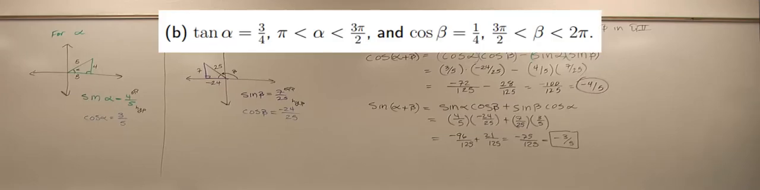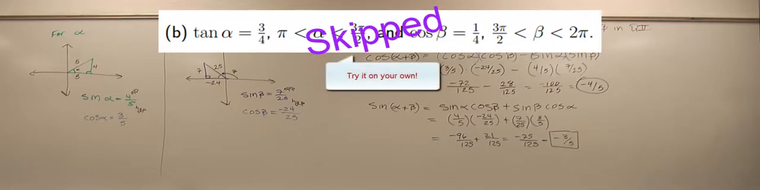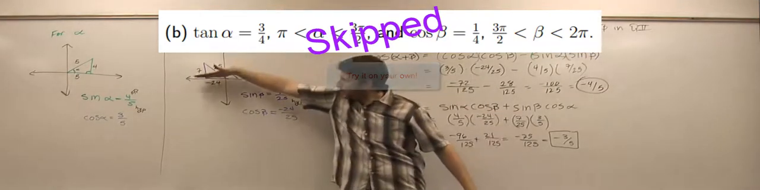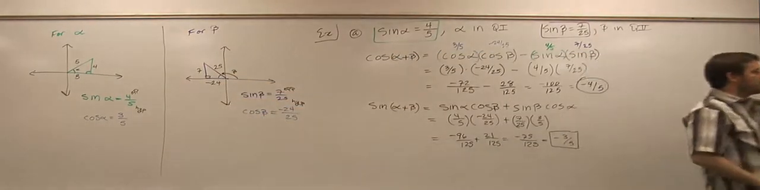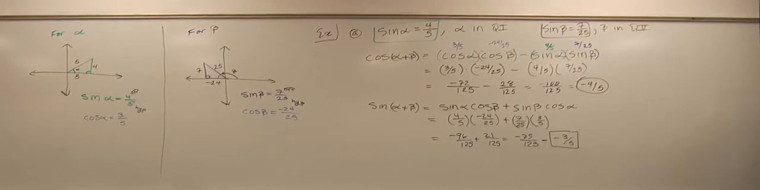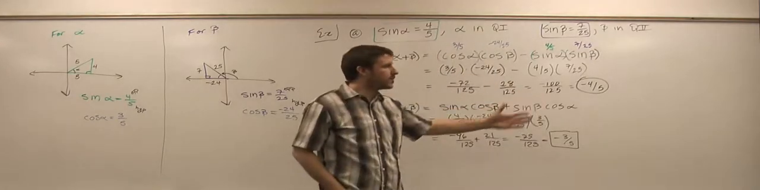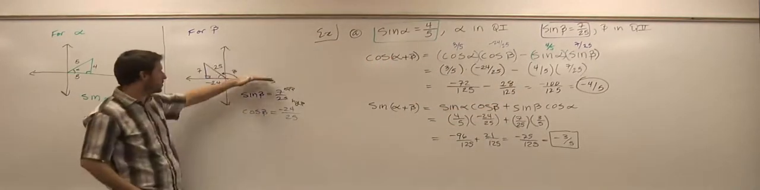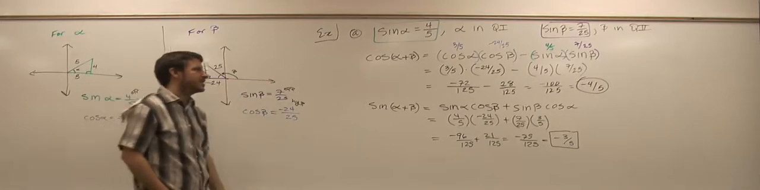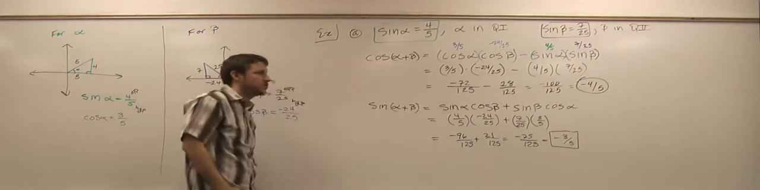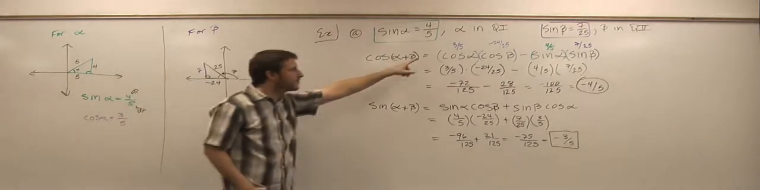By the way, what does pi less than alpha less than 3 pi over 2 mean? What quadrant is that? 3. Right? Because pi is here, 3 pi over 2 is here. So this is another way of saying alpha is in quadrant 3. And then you know tan alpha is 3/4, so you can draw your triangle. Cosine beta is 1/4, and then what quadrant is beta in? Yeah, between 3 pi over 2 and 2 pi. So that problem is essentially the same thing. You're going to have to do all the same work, draw two triangles, fill in the missing quantities.